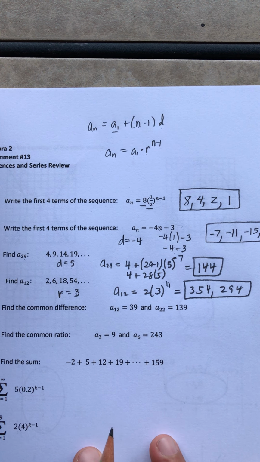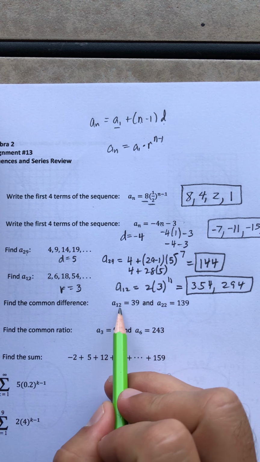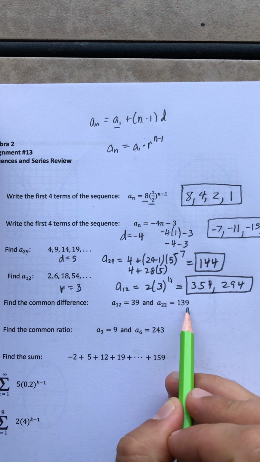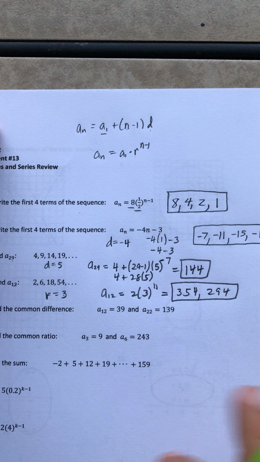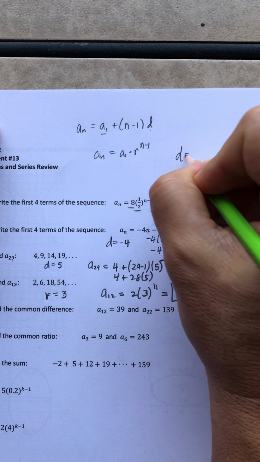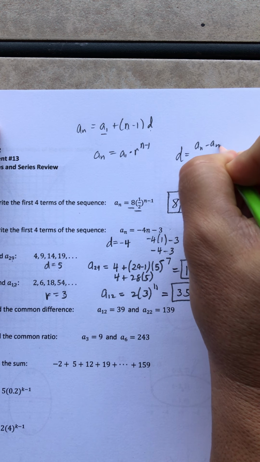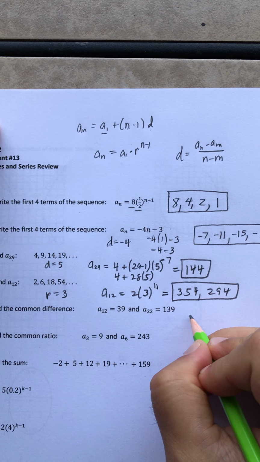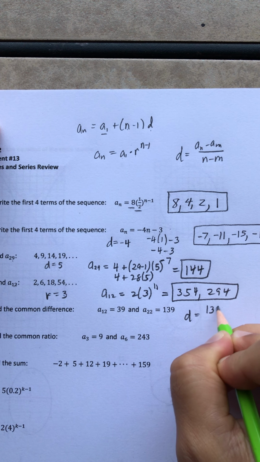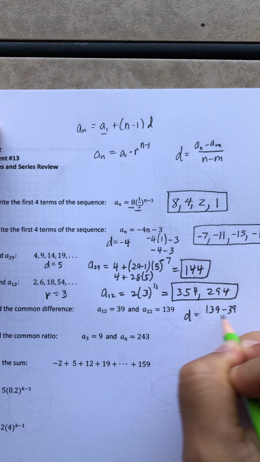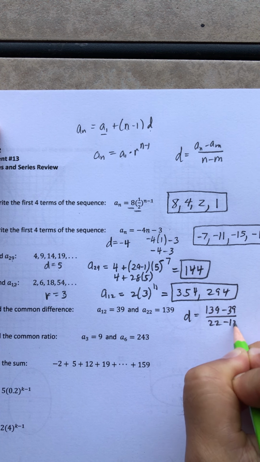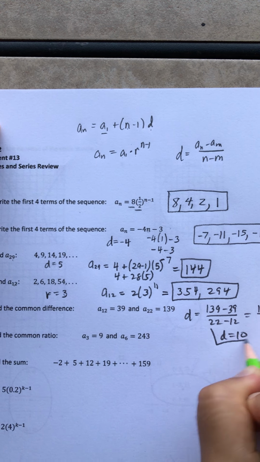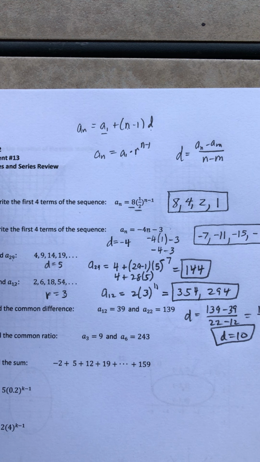Next, number 5, I want to find the common difference. I'm telling you the 12th term is 39 and the 22nd term is 139. I actually gave you a formula for this. I told you that d is going to be an minus am over n minus m. So d is going to be 139 minus 39 over 22 minus 12. That's 100 over 10. So d is 10.